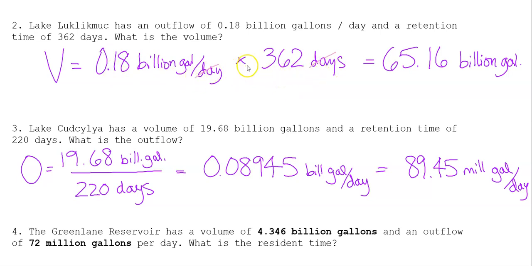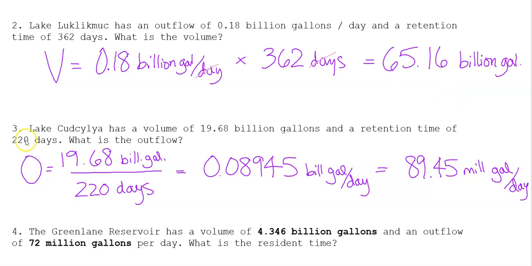Days is in the bottom of this equation. It's in the top here, so they're going to cancel out. And I'm going to end up with 65.16 billion gallons. I don't actually have to convert this to more of a whole number because I'm just going to end up with billion gallons anyway. All right. So this is telling you that this Lake Look Like Muck has 65 billion gallons of water in it, 65.16.